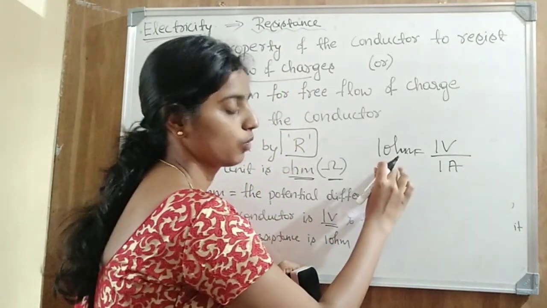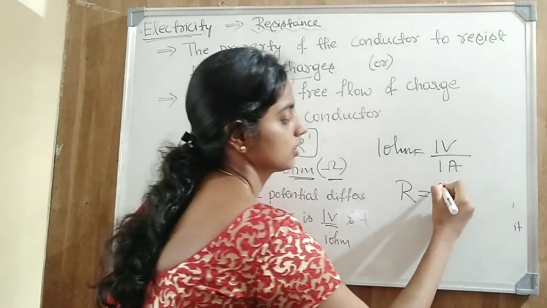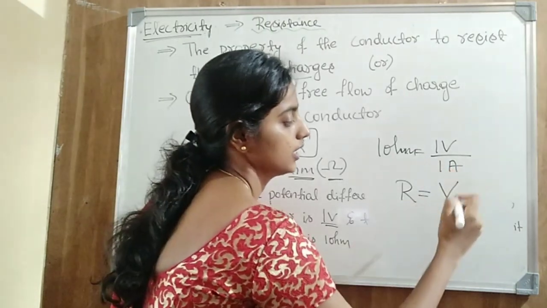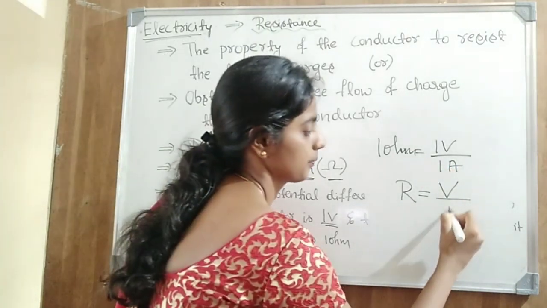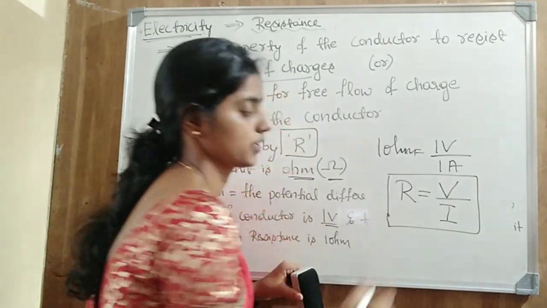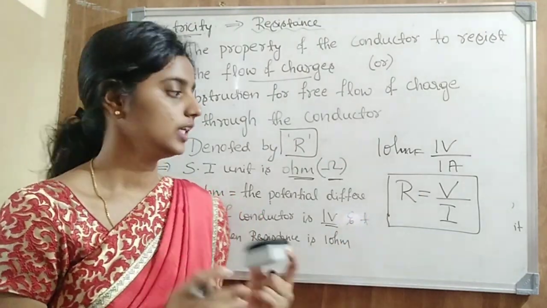In other words, 1 ohm is the resistance. Volt is potential difference which is indicated as V and I is ampere, which is the SI unit of current. So this is the expression for resistance. R is equal to V by I.